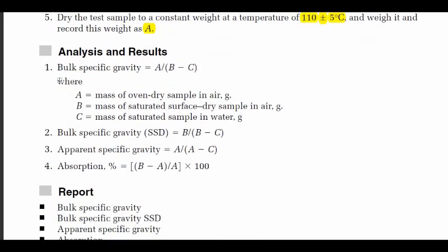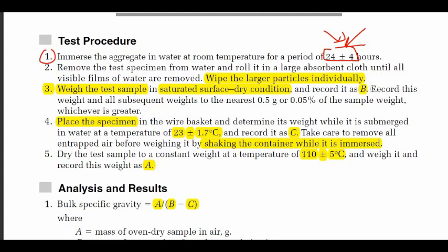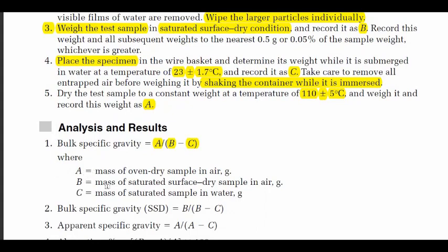Then the analysis results are going to be seen like this. The bulk specific gravity is going to be A over B minus C. B is the saturated surface dry, minus C, which as we recorded is the specimen submerged in the basket, and then A after drying. Where A is the oven dry sample in air in grams, B is the mass of the saturated surface dry sample in air, and C is the mass of the saturated sample in water.